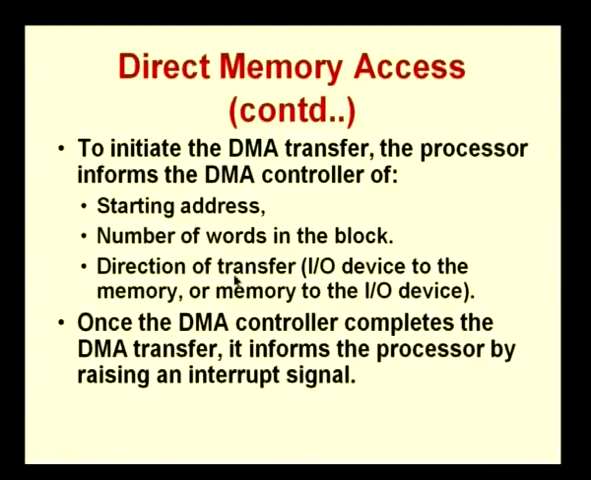What we mean by direction of transfer here is whether you want to transfer from the IO device to the memory or from the memory to the IO device. So, if you are looking at an input process, that means you are looking at data coming from the IO device to memory, and if it is an output device, then data is going from the memory to the IO device. So, whether it is an input or an output operation, that determines the direction of transfer. So, whether it is an input or an output, what is the starting address in memory from or to which data is to be transferred, and the number of words starting from that particular address. These are the three parameters that will have to be specified for the DMA controller to start its operation.